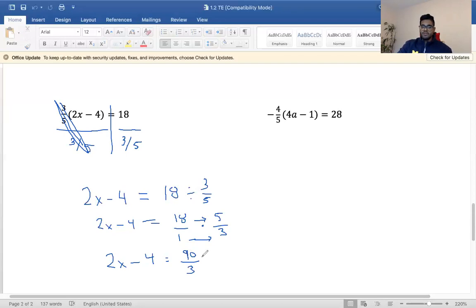Okay, so I can still simplify down a little bit more. I'm going to bring this up here just to have more room. 2x minus 4 equals... well, what's 90 divided by 3? It's just 30. Okay.